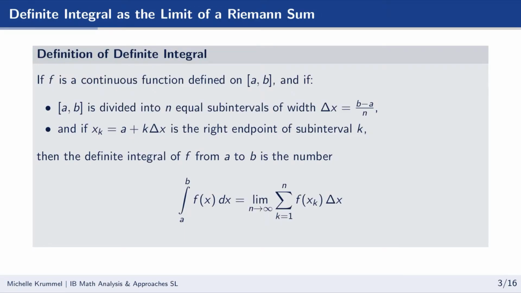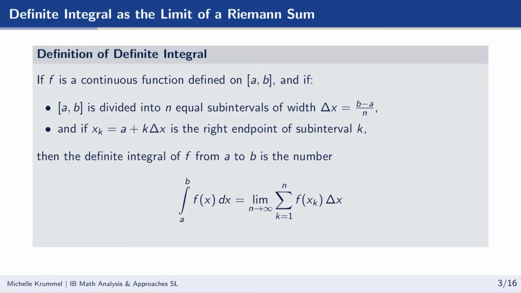So we've just broken down the notation that we're going to be using. If f is a continuous function defined on a closed interval from a to b, so a being the left endpoint of the interval, b being the right endpoint, the closed interval from a to b is divided into n equal subintervals of width delta x. And we've also seen that we can re-express delta x as b minus a over n. b minus a is the width of the entire interval.